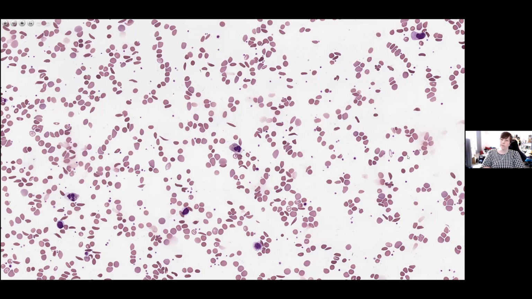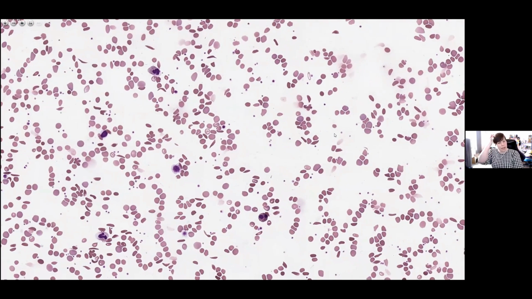When I was starting off looking at films, these kind of films did scare me. And one of the things that did scare me was distinguishing between a sickle cell and a schistocyte. I just wonder whether you had any comments to alleviate those fears and try and distinguish the two.